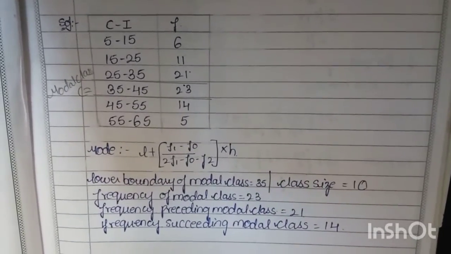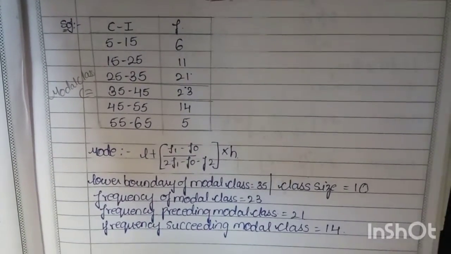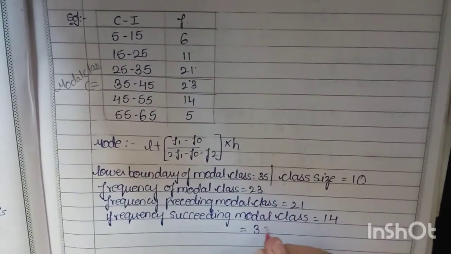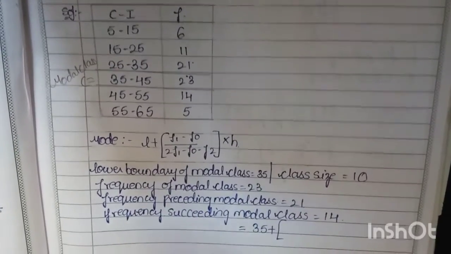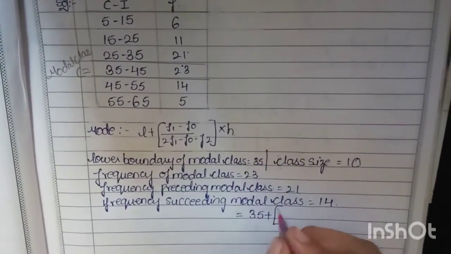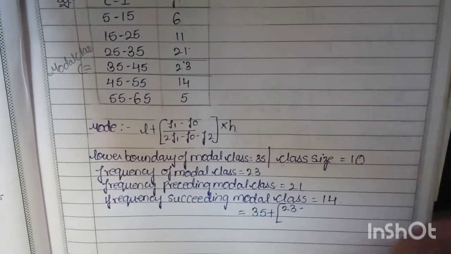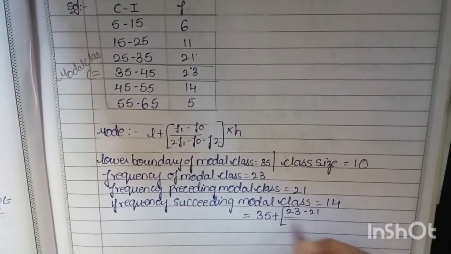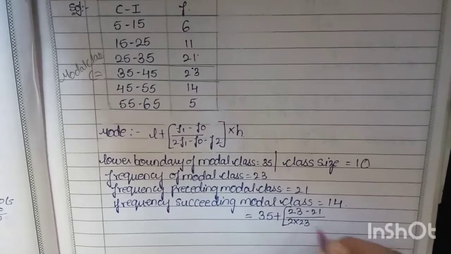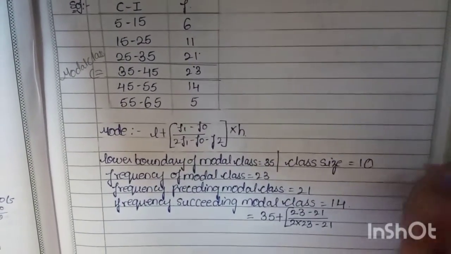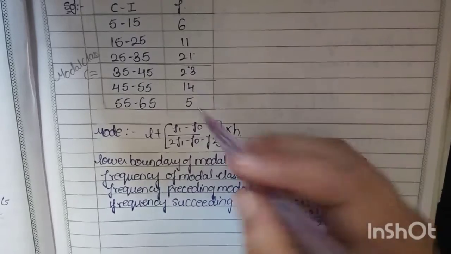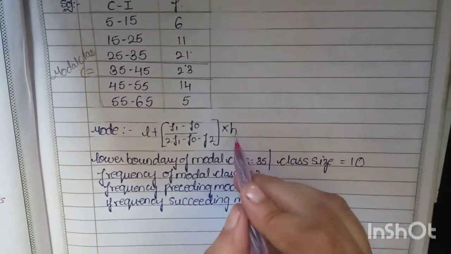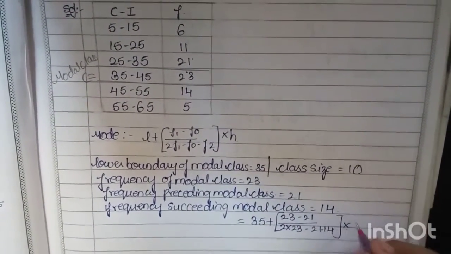Now we just have to substitute all the values into this formula. We have L is 35 plus f1, the frequency of the modal class, that is 23, minus f0, the frequency preceding the modal class, that is 21, by 2f1, 2 into 23, minus 21, and f2, the frequency succeeding the modal class, that is 14, minus 14, into h, that is the class size, 10.